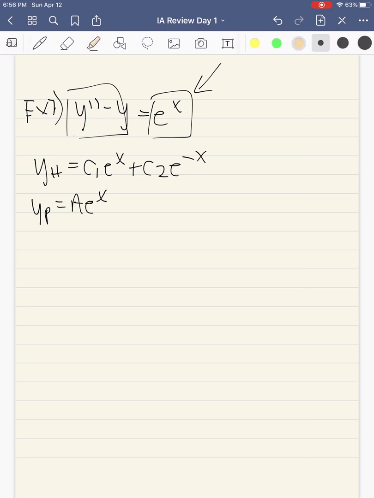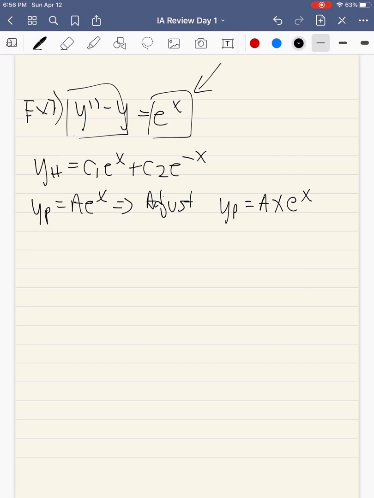However, you notice that this term here could be this term here, and we don't want that. So we need to adjust our guess, and we basically do that just by adding a t. Since we're dealing with x's instead of t's, we just add an x. So yp is equal to a x e to the x.